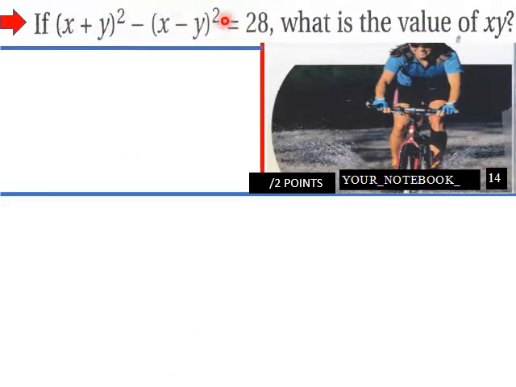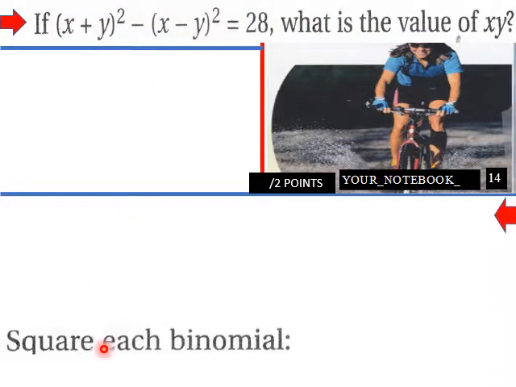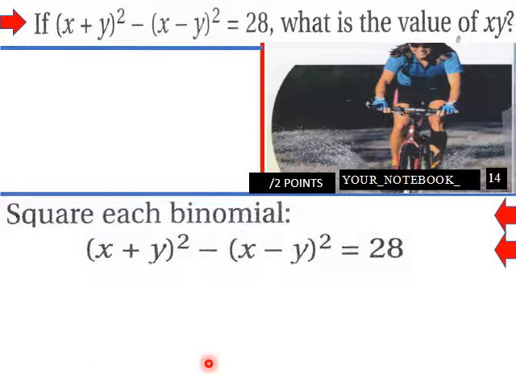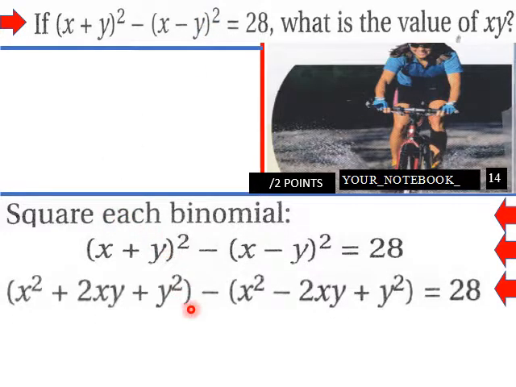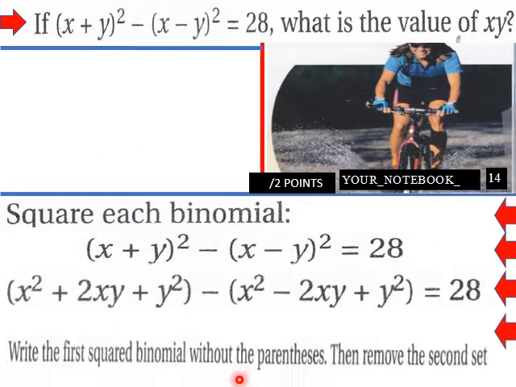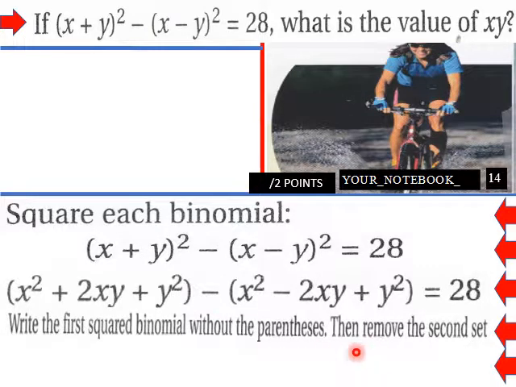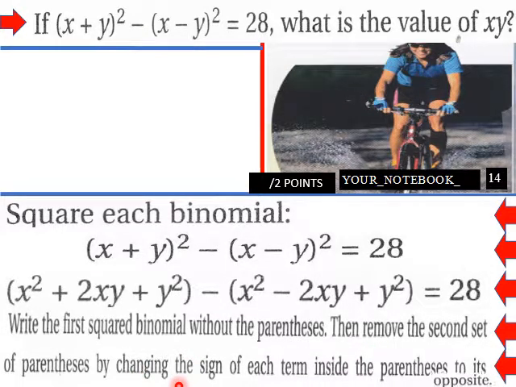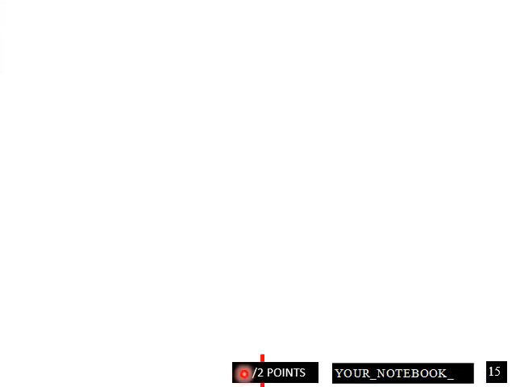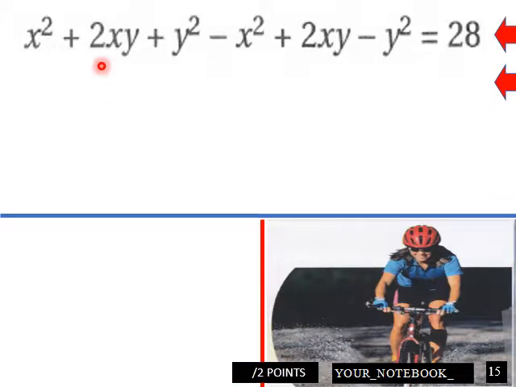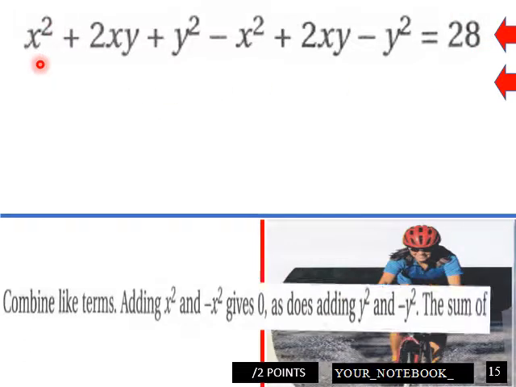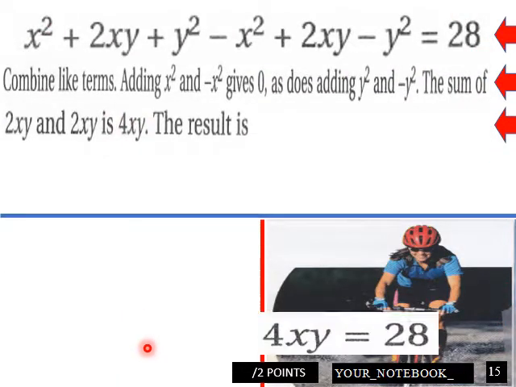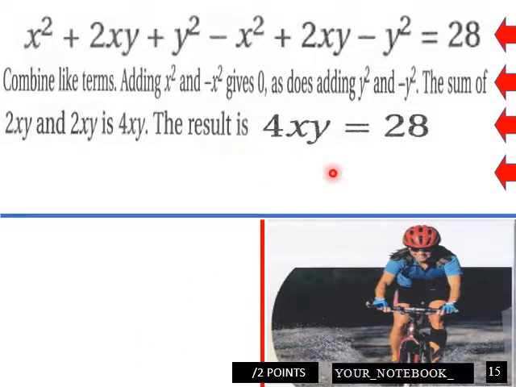Okay, so here we have: what is the value of xy? Square each binomial, so we're going to square this, square that. Come up with these two trinomials. Then we need to combine like terms. And then we get this big long expression here. Combine like terms. Then we come up with this: 4xy equals 28. xy equals 28 over 4, which equals 7.